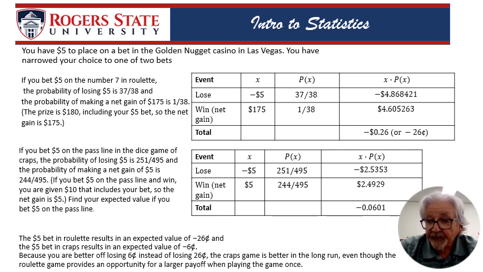Now, either one is fine, but if you have to choose, play the dice game, because you're going to lose 6 cents a play. With roulette you lose 26 cents a play. You're better off at the craps table. This is expected value, and expected value comparison becomes very, very useful.